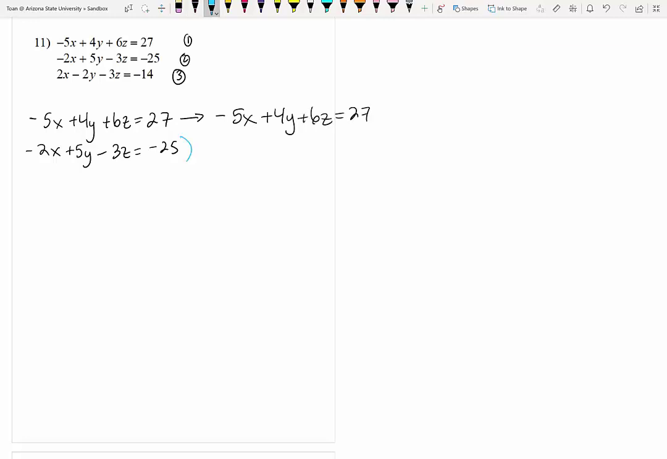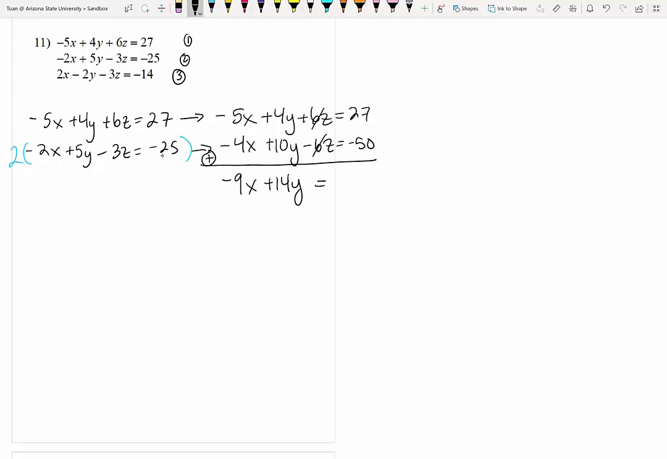But I will go ahead and multiply the bottom equation by 2 because I want to get the z's to have the number 6. That's the common multiple. Notice how they're already opposites. One's positive, one's negative, so I do not have to fuss with any extra negatives. So multiplying the bottom equation by 2 gives us negative 4x plus 10y minus 6z equals negative 50. So then I can go ahead and add these two equations together, giving us negative 9x plus 14y. The z's cancel out, leaving us with negative 23.